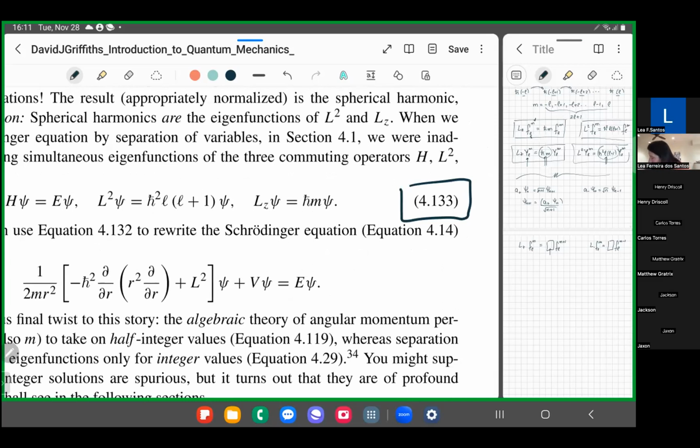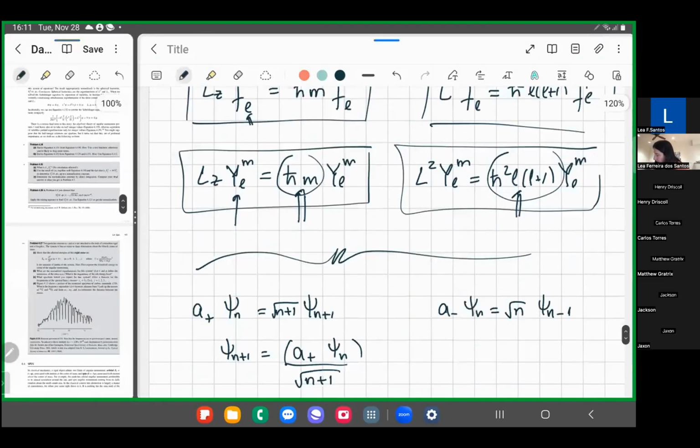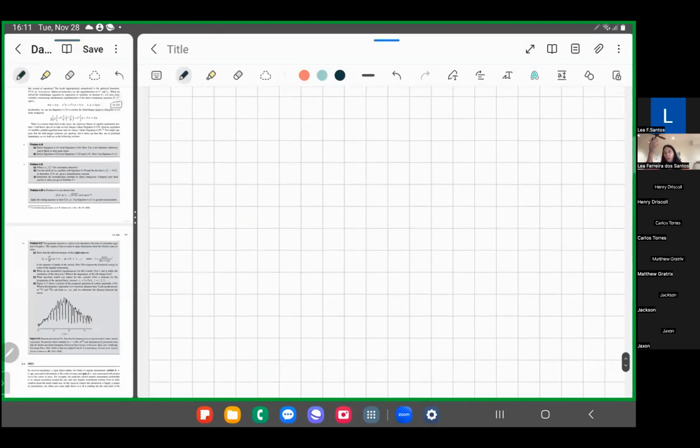So let me put everything together now. What were we trying to do since the beginning of this chapter? We were trying to find the wave function, the solution for the time-independent Schrödinger equation. And we said, well, writing the spherical harmonics, it depends on r, theta, and phi. What are these eigenfunctions? Well, the eigenfunctions of what? They are the eigenfunctions of the Hamiltonian operator. So this is what we are trying to find.